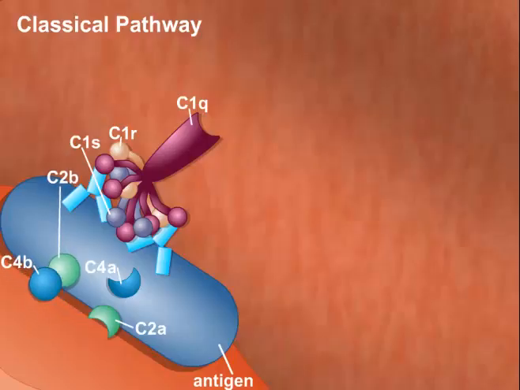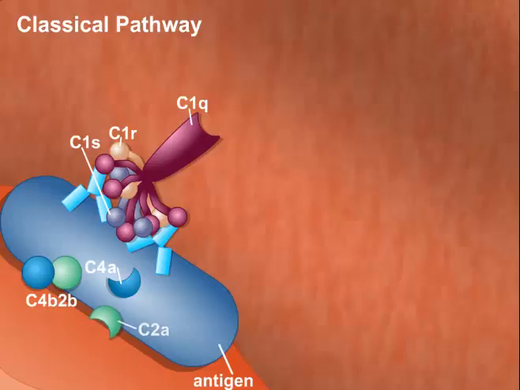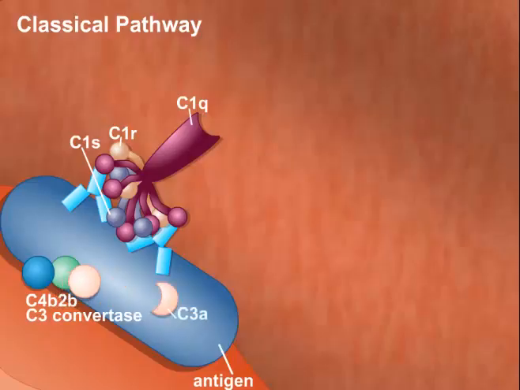C2b and C4b bind to the cell near the antigen-antibody complement complex, and C2a and C4a are released. This complex of C4b and C2b, called C3 convertase, has protease activity and cleaves C3 into C3a and C3b. C3b becomes bound to the cell surface, whereas C3a is released. C3b then absorbs to C4b2b to form C4b2b3b. This structure is called C5 convertase.